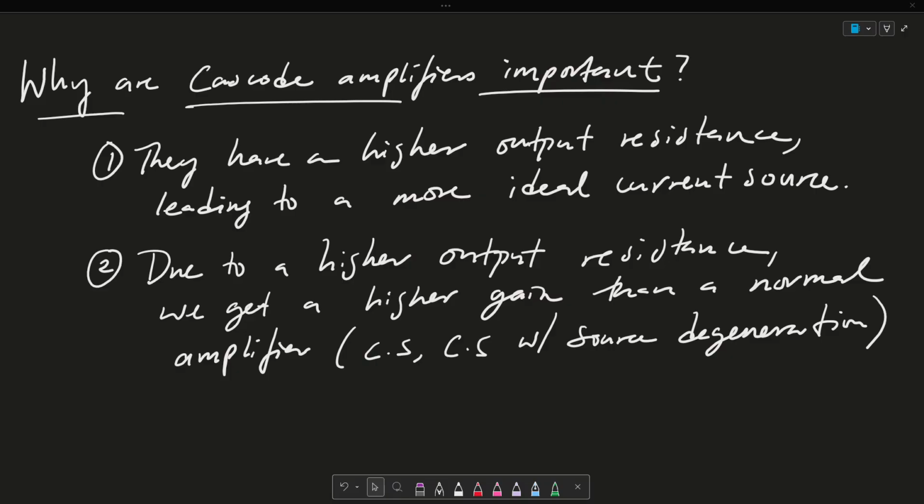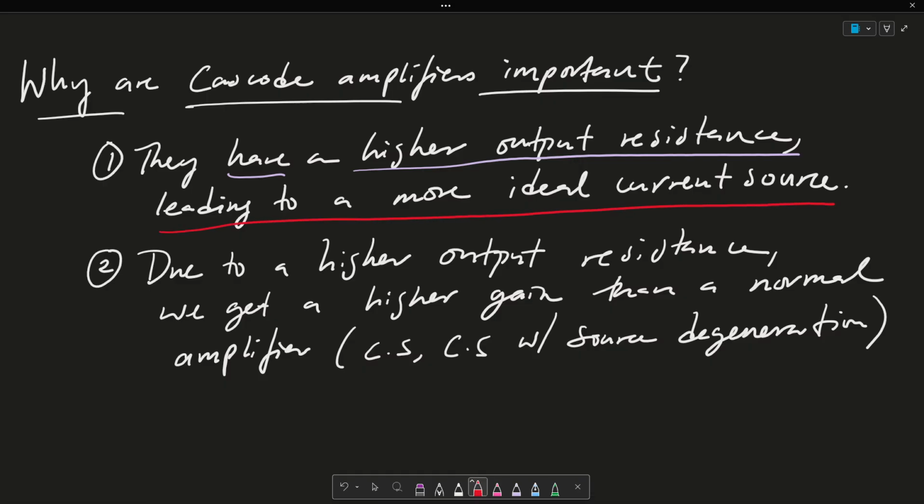And we want to note that they're important because they have a high output resistance leading to a more ideal current source. And I'll draw a quick graph to show what I mean by an ideal current source. Additionally, a Cascode amplifier is important because due to this high output resistance, we get a higher gain than a normal amplifier. Consider something like the common source or the common source with source degeneration.